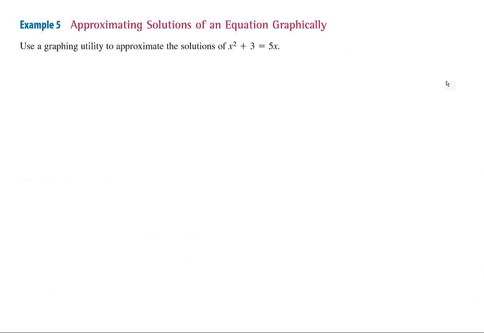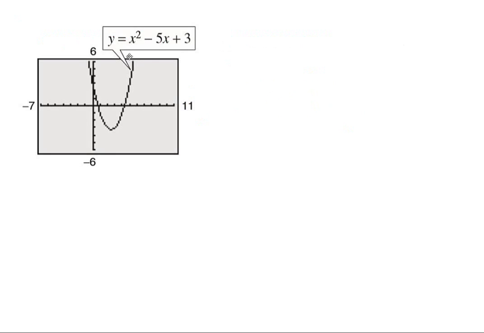Number 5 here, pretty much the same thing. All right. So first thing you want to do, to make it easier for yourself, is set this equal to 0. So x squared minus 5x plus 3 is equal to 0. So you want to graph this right here. You want to graph in your graphing calculator x squared minus 5x plus 3. Okay, so let's do that. So we graph x squared minus 5x plus 3.